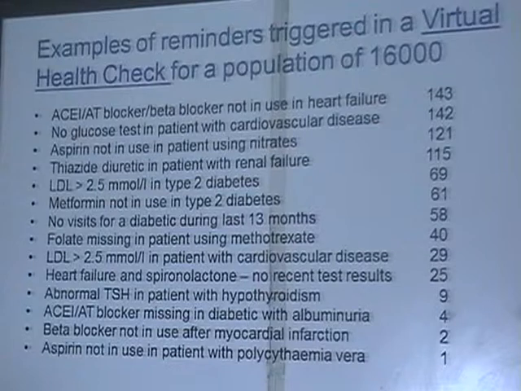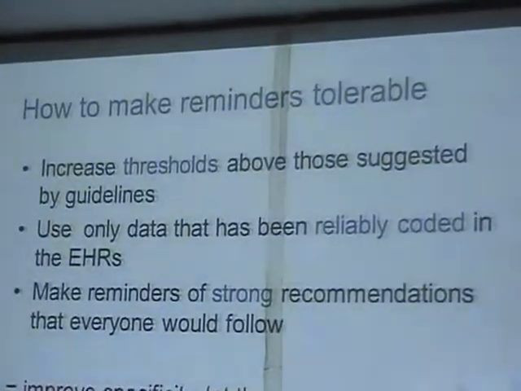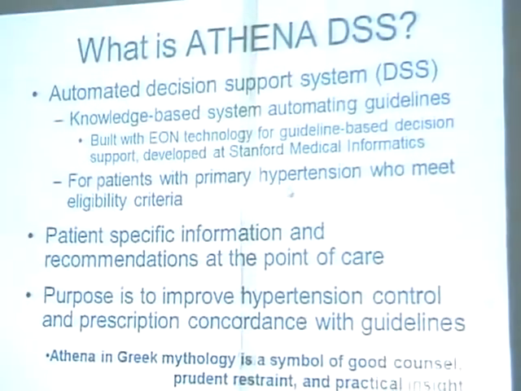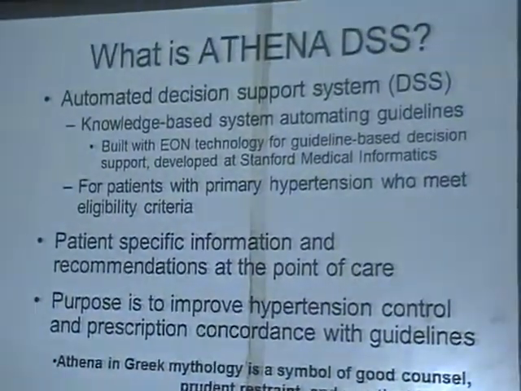So again, we heard quite a bit about how to make reminders tolerable. We have to make them very specific at the cost of losing sensitivity, but that's very important. So we have to increase the threshold. We want to go for the low-hanging fruit. We want to identify links, and this would be available also under open source with time. And we look at automated decision support as the second generation of the clinical reminders in the VISTA system. This is based on the open source EON technology and Protege. For patients with primary hypertension who meet the eligibility criteria, that is what we use, and the purpose is to improve hypertension control.